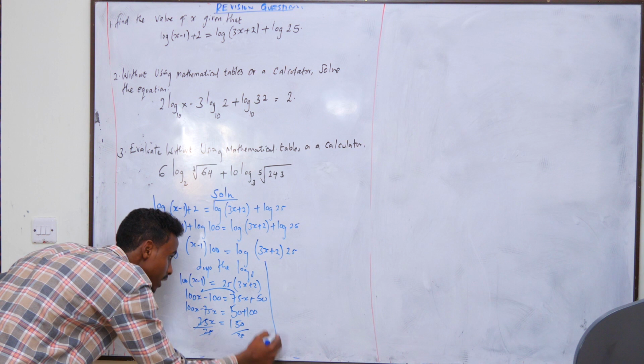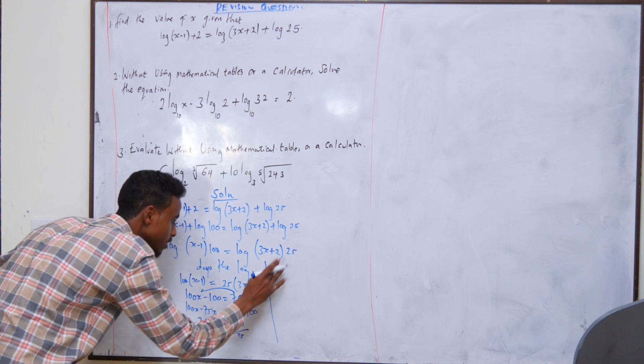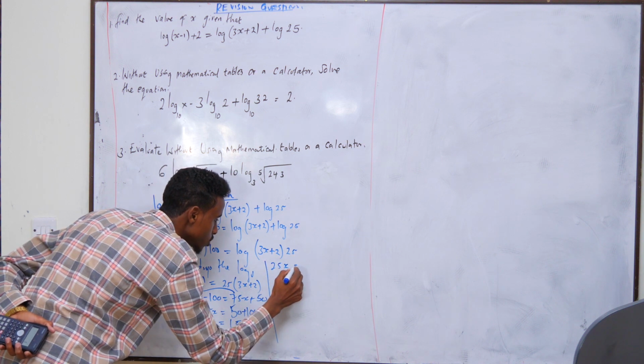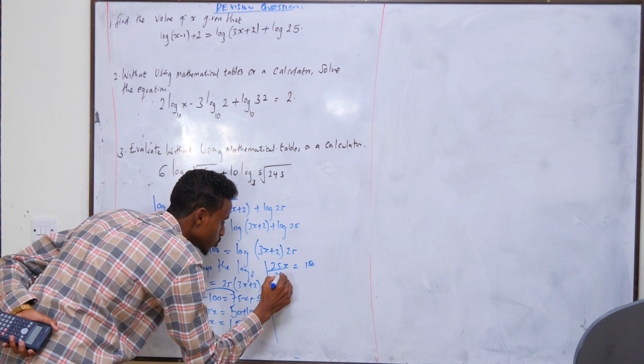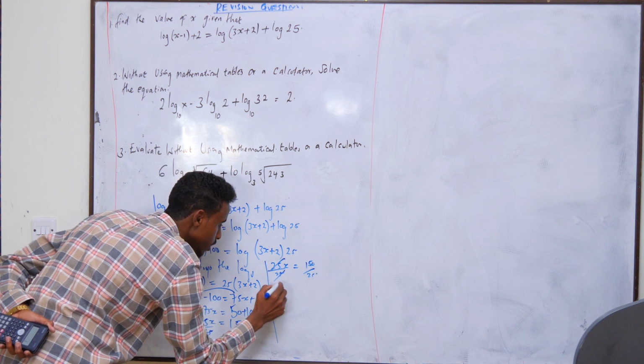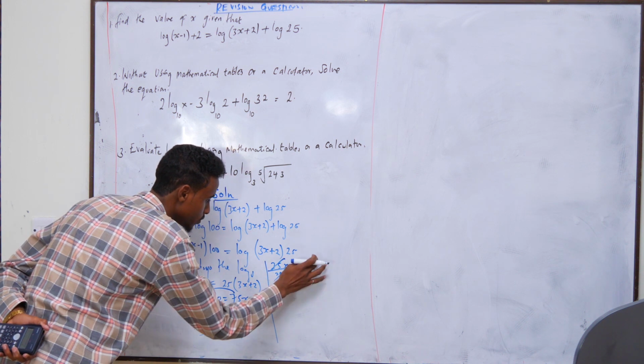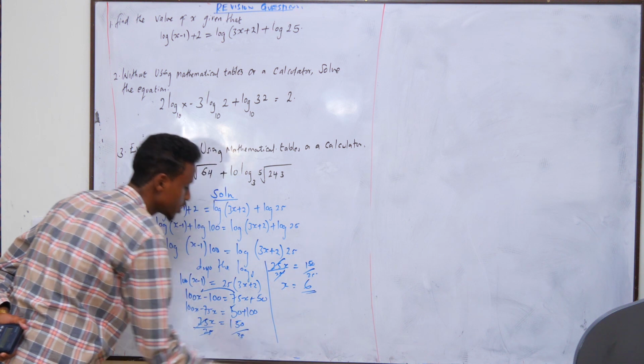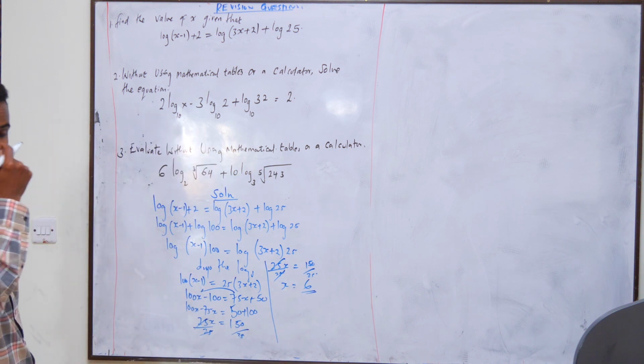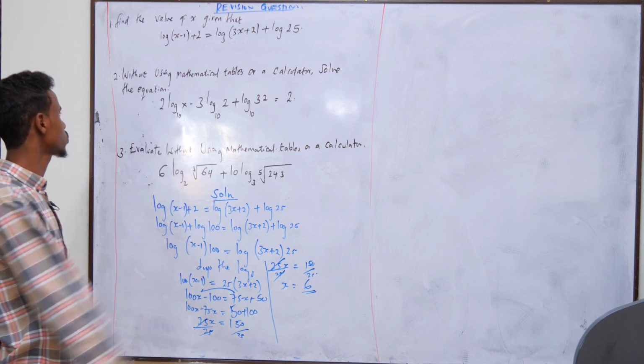That is 25x equals 150, all over 25. Now x basically becomes 150 divided by 25, that is 6. As simple as that. Now, let's go to the next question.